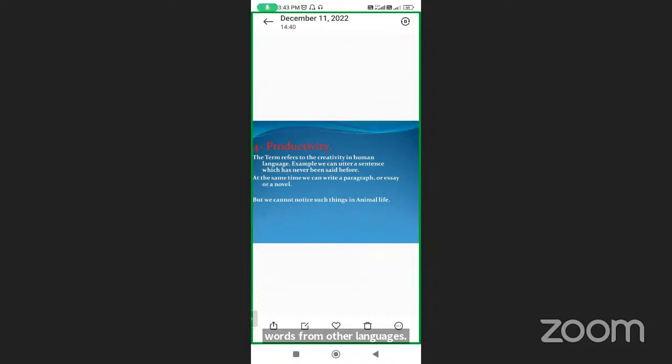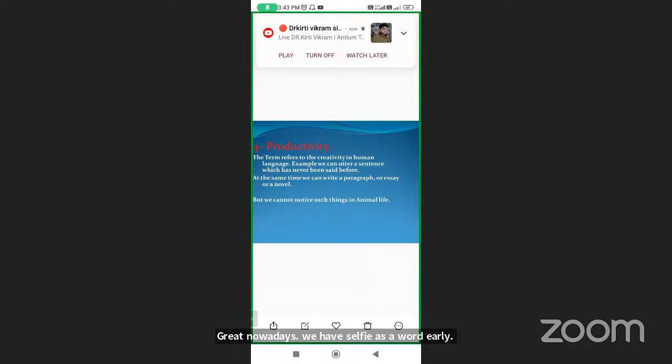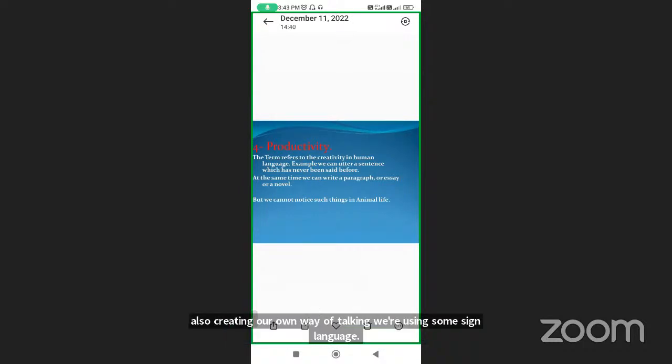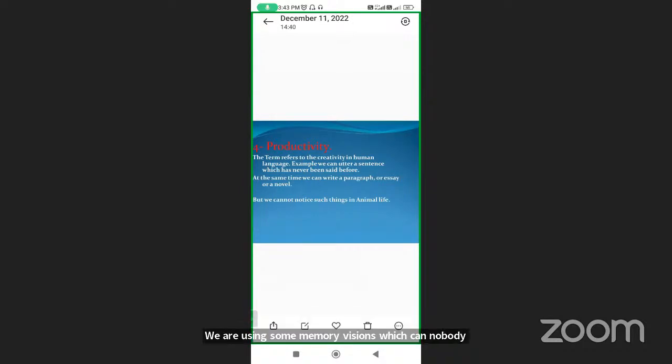Nowadays we have selfie as a word. Earlier it was not there, but we are creating such words. Why? Because we have the power to create it to mean something, right? But animals don't have that. They have fixed sounds and they use them regularly. We can create new words every day. Nowadays we use WhatsApp chatting and all these things, and in these virtual worlds, we are also creating our own way of talking. We are using some sign language, some abbreviations which nobody can understand except the people with whom you are speaking, isn't that so?